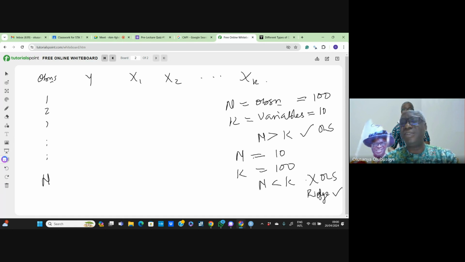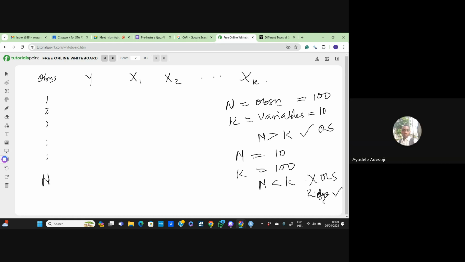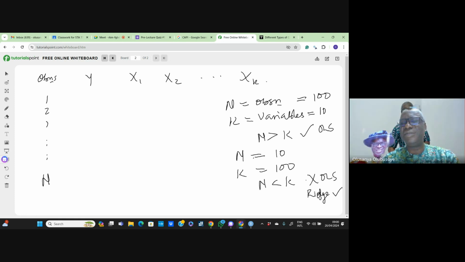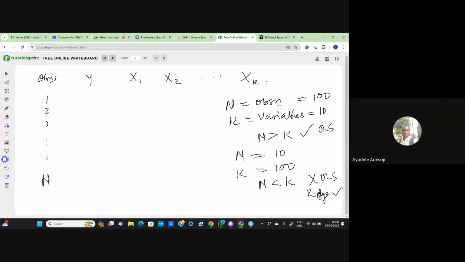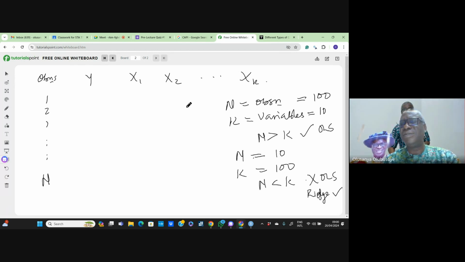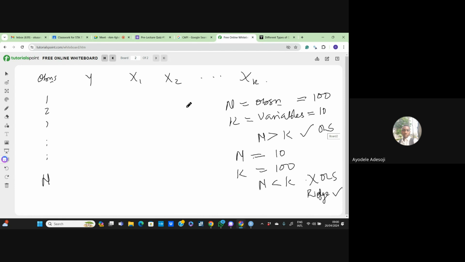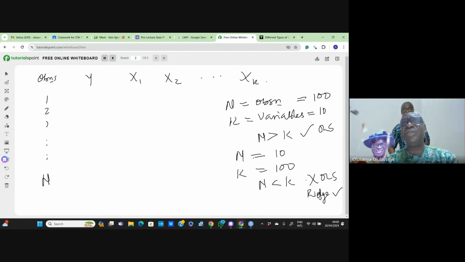Is it clear, Ayodele? Okay, yes, sir. Thank you, sir. But sir, what I want to get clearly is that in the case where n is greater than k, can we attempt to use ridge regression too? Of course, I said OLS and any other method will work. Whether ridge, whether lasso, whether elastic net, whichever, it will work. Okay, sir. Thanks, sir.